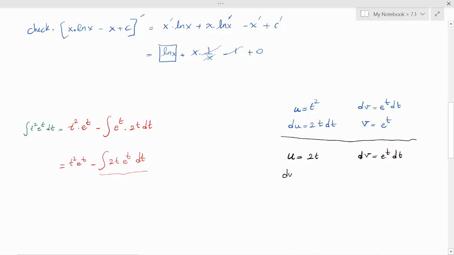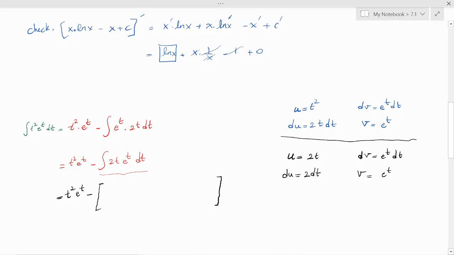So du would be, the derivative on both sides would be 2 times dt. The integral of dv would be v, the integral of e to the t dt, simply e to the t. So now this equality t squared e to the t is still there, minus, here's the important part. Whatever you write here, that negative sign should be distributed to it.